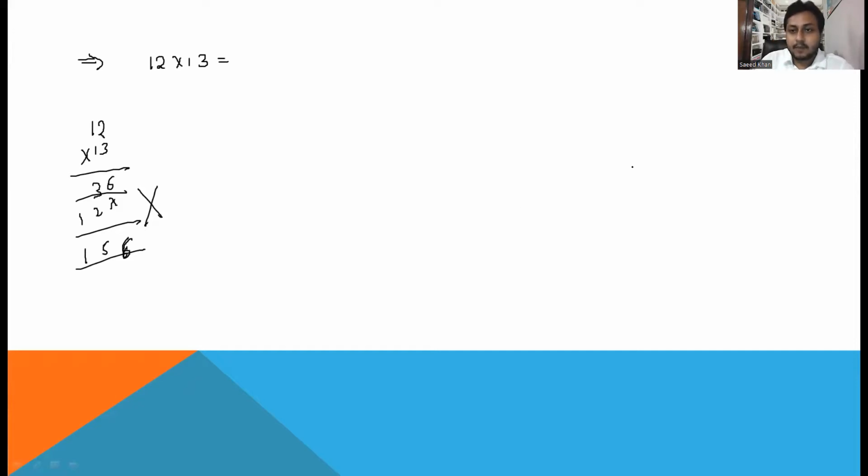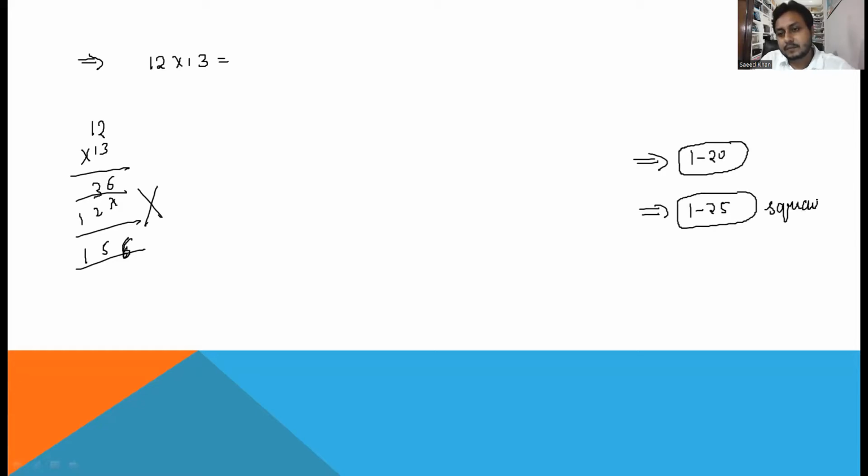First, the most important part: before learning all this, before learning tricks, you must learn the tables up to 20. Tables should be on your fingertips, tables up to 20. Squares up to 25. And cubes at least up to 15, right?